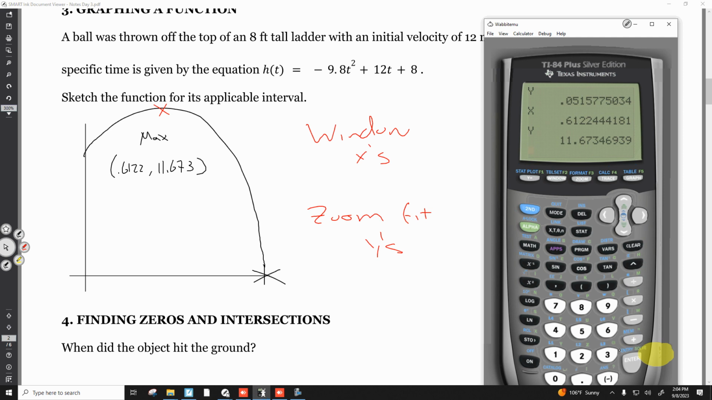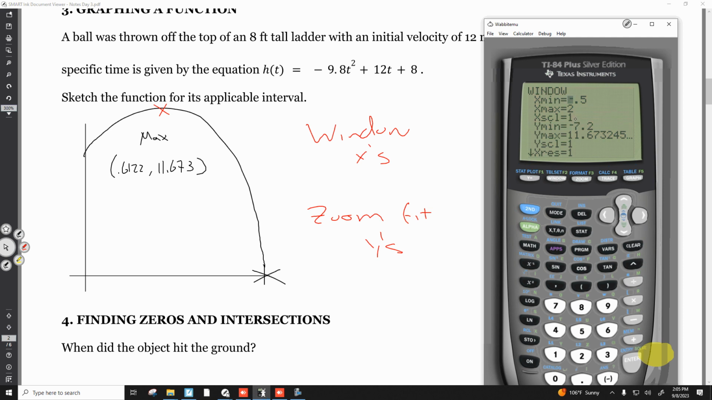Cool. Questions? Negative 9.8 t squared plus 12t plus 8. Just make sure you have the negative. Is your window different than mine, McCarty? That's probably it. So I adjusted my window, McCarty, to negative 0.5 to 2, and then I adjusted my y's by pressing zoom fit.